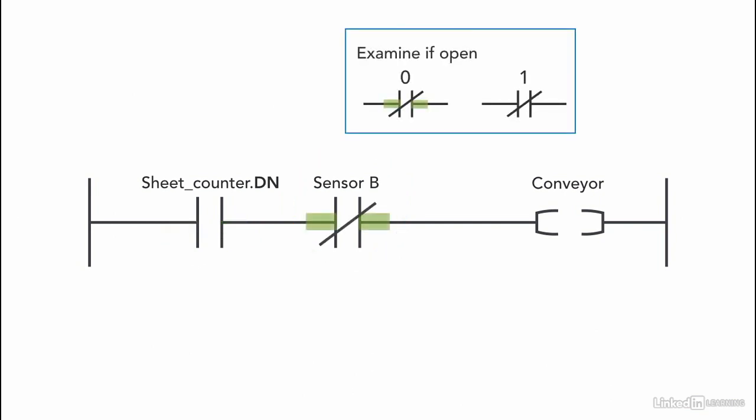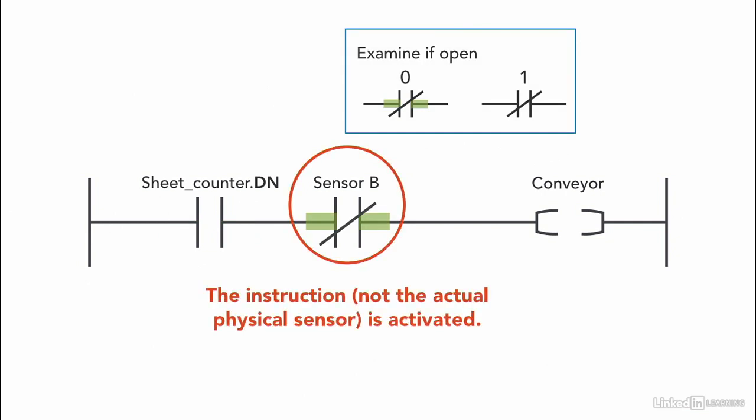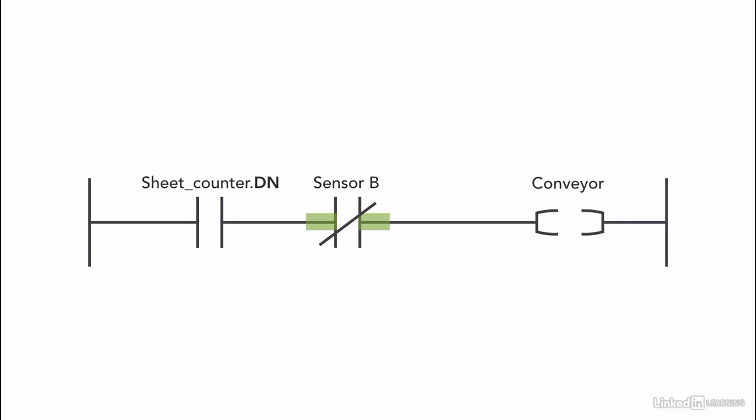But if we use an XIO instruction, remember that XIO is active when the memory location is 0, then the XIO instruction is activated before reaching sensor B. Remember that the instruction is activated, not the actual physical device. The rung will behave this way. Once the counter is done counting, the done bit is true, the instruction is activated, and since we are using XIO for sensor B, then it's already highlighted, and this will make the conveyor start.